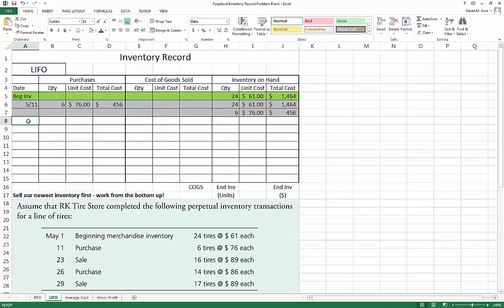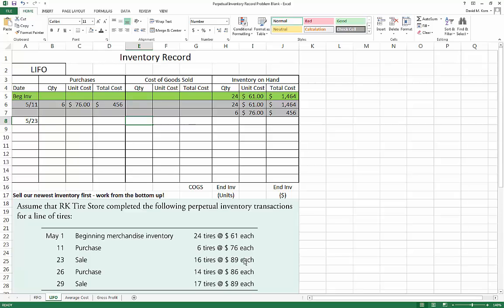All right, notice that there was no difference here at the start in the first two things, the beginning inventory as well as the 11th, because we didn't make a sale. So nothing's going to be different there at this point. Now, it will start to change when we get to the 23rd. Because now we're making a sale of 16 tires.